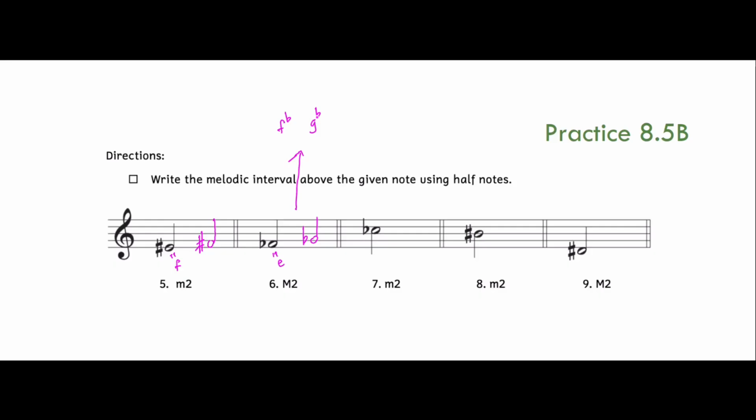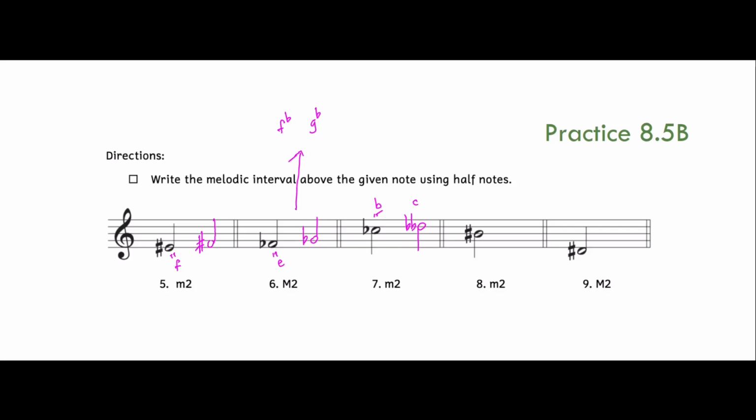Number 7. A minor second above C flat, or a half step above C flat. So first, the second above is going to be D something. C flat is enharmonically equivalent to B. So what is a half step above B? C. What kind of D is enharmonically equivalent to C? That would be D double flat.